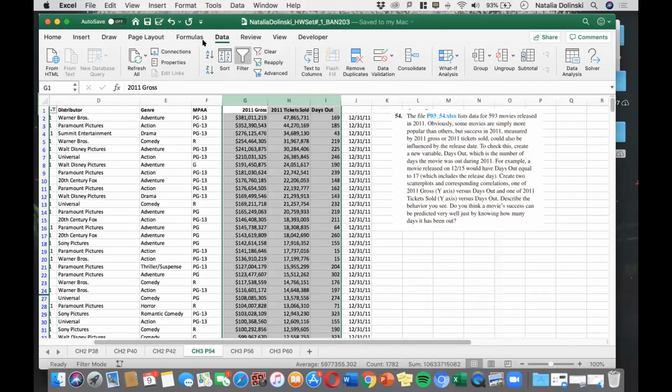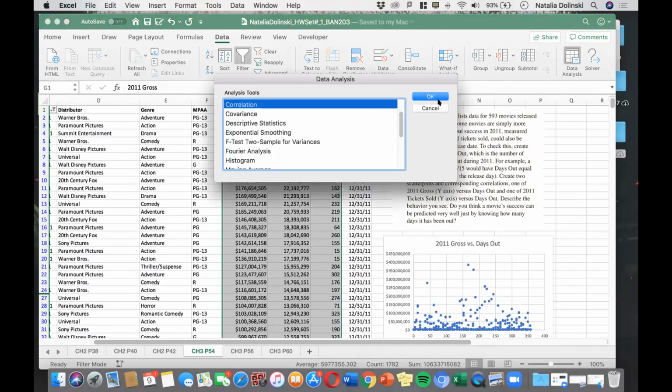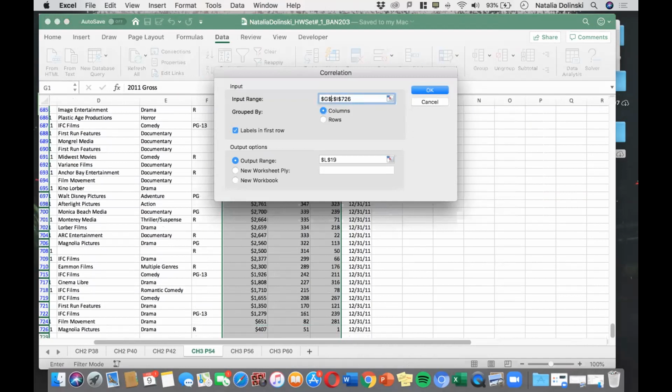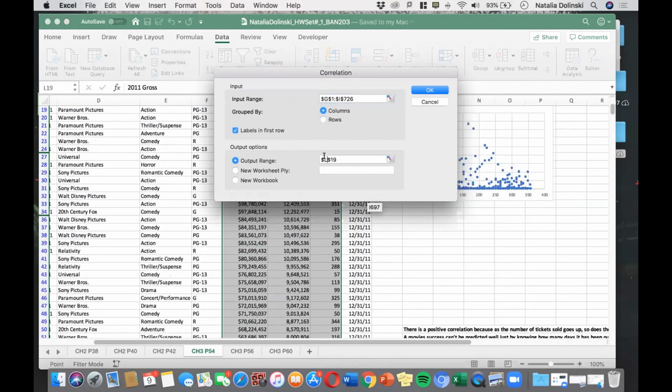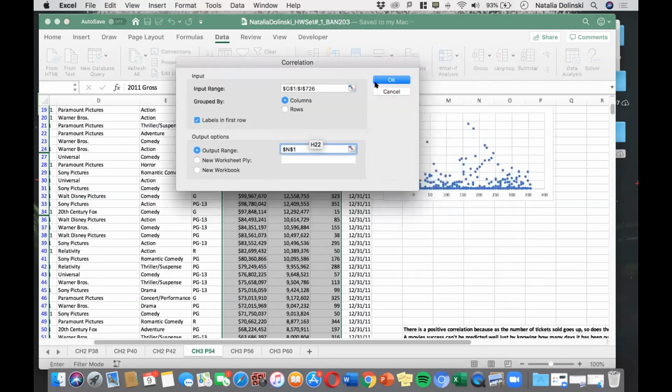Nice. So is this right or no? So you got to do $G$1 to I726. Just change the first 726 to a 1. Okay. Labels in first row, change your output range to like N1. Why do we change it to G1? Oh, because that's the first. Oh, yep. Okay.